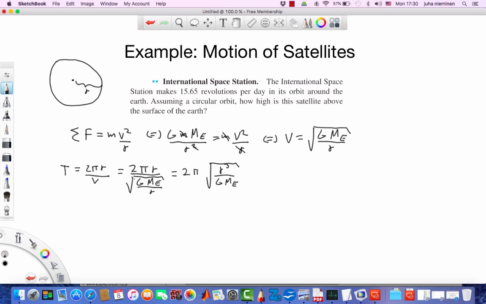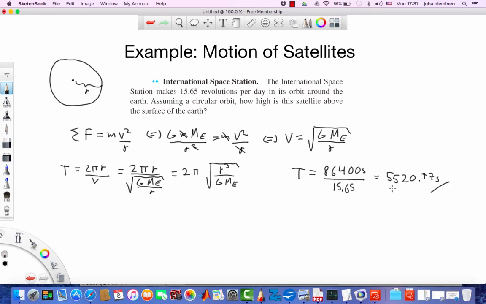Now, what is T? We know that the station makes 15.65 revolutions per day. So the time of one orbit is 1/15.65 of a day, and a day is 86,400 seconds. We divide that by 15.65, and we get an orbital period of 5,520.77 seconds.